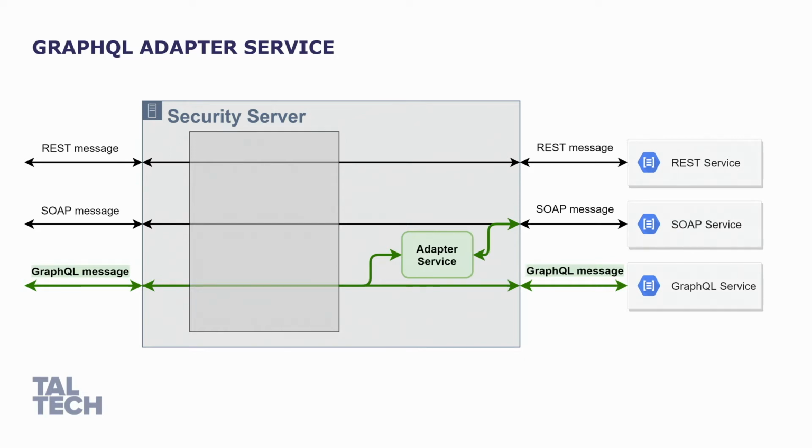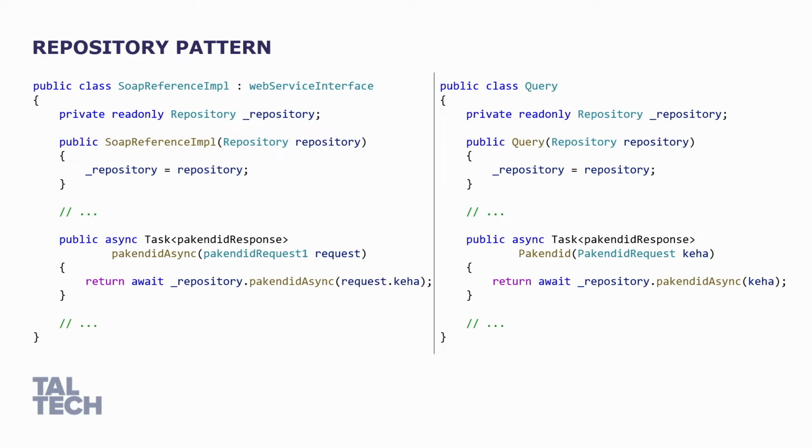Okay. All demo applications use a repository pattern. In practice, this means that the whole logic of requesting data is encapsulated in separate methods, and both the SOAP service and the GraphQL service use the same method. So the response time differences cannot come from the implementation of requesting data.